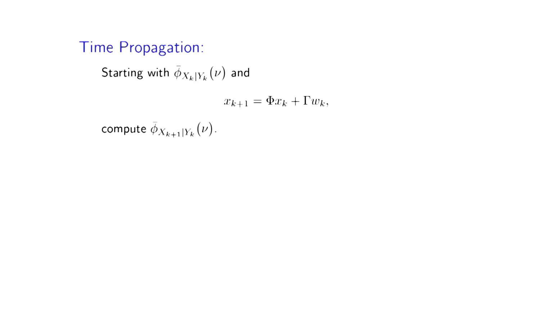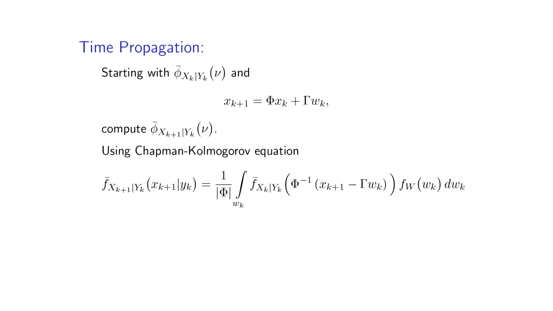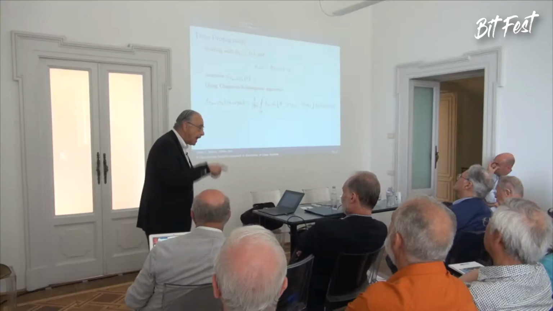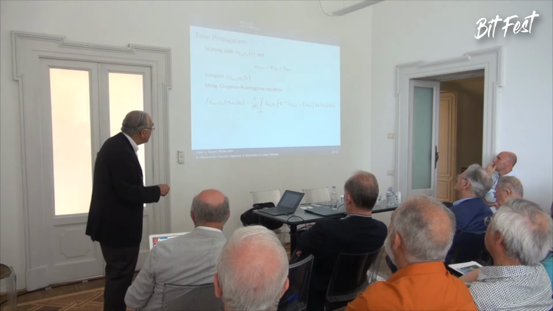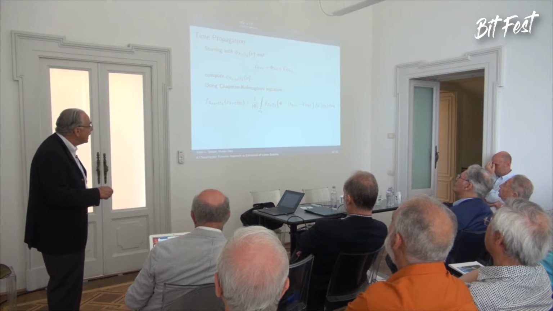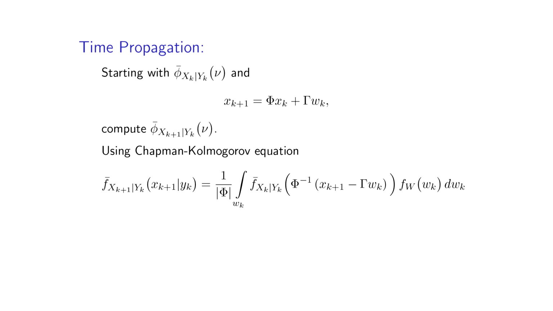The second one is, well, what does time propagation look like? So in doing time propagation, basically we want to take the density function for the state at time k and the process noise and make a change of variables to the state at xk plus 1 and the process noise by using this equation over here. So we make a change of variables from xk and wk to xk plus 1 and wk, and then we take the marginal of that and integrate over dw to get the density function for f bar at time k plus 1, given the measurements up to y of k.